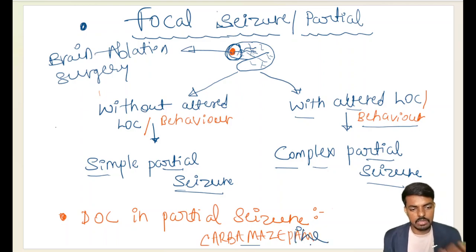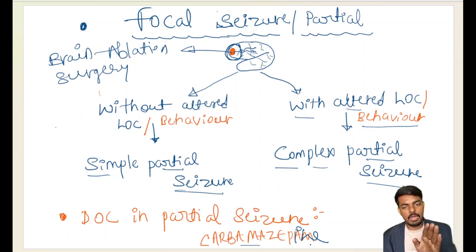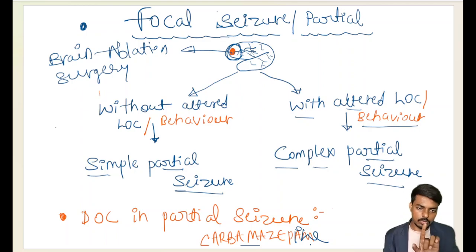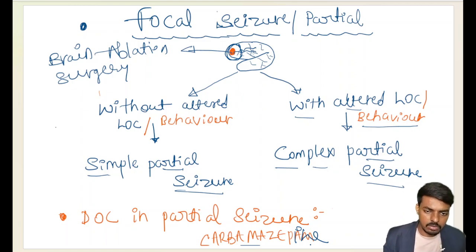Carbamazepine is the drug of choice for partial or focal seizure. We will discuss the treatment part in the next class. Okay, don't worry. So a very important point to understand is what a simple seizure and a complex seizure are. A simple seizure is only abnormal electrical activity of the brain, and in a complex seizure, along with the abnormal electrical activity, there are changes in the level of consciousness and behavior. That is what we call a complex seizure.